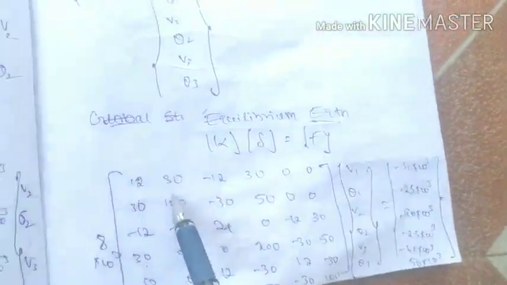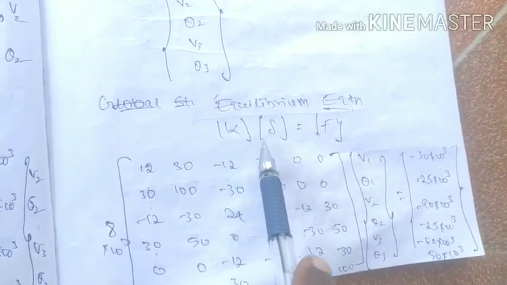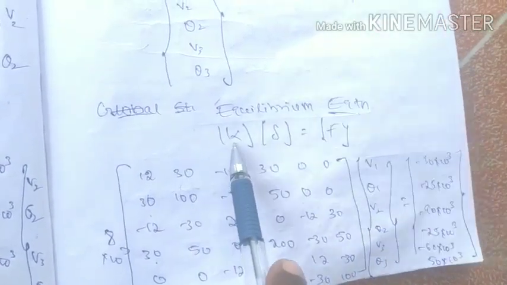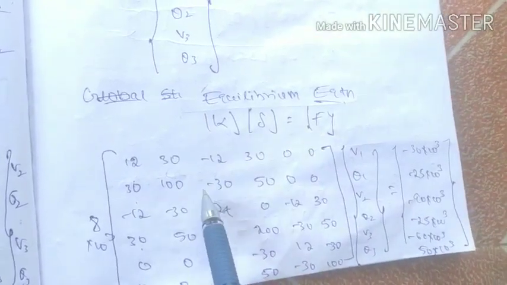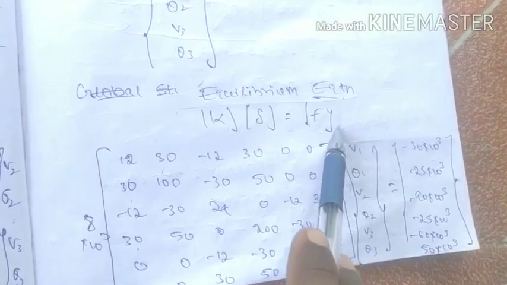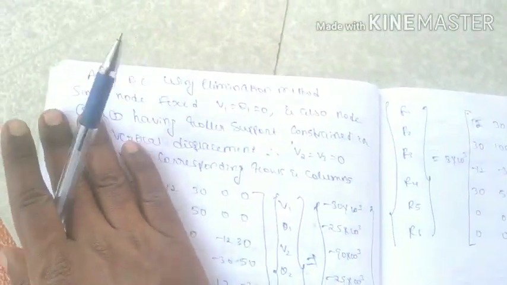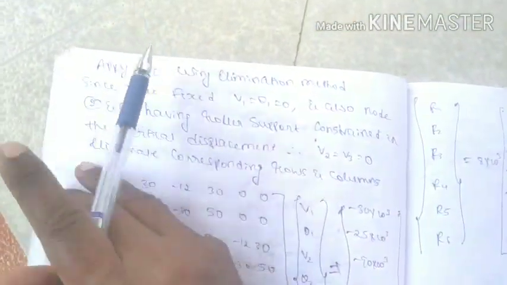And finally we need to substitute into the equilibrium equation, that is K delta is equal to F. So substitute the global stiffness matrix, the global nodal displacement vector, and the global force vector. Now the next step is to apply the boundary conditions. As usual, we are going to find it using the elimination approach.